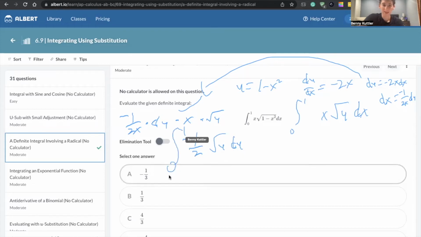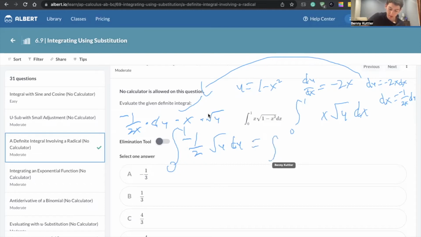But remember, this 0 and 1 was for our x, so that might not be the same later. Well, no, we have to check to make sure that it matches with u. So instead of having these boundaries in terms of x, we want them in terms of u. When x equals 0, if we plug 0 into this u expression, we get 1 minus 0 squared, which is 1. So instead of 0 at the bottom, it'll be 1, and that'll be our lower bound. Our upper bound is 1 originally in terms of x, so now we plug that into our u expression. We have 1 minus 1 squared, which is 0. The integral is between 1 and 0.